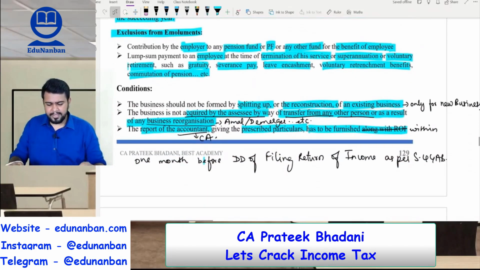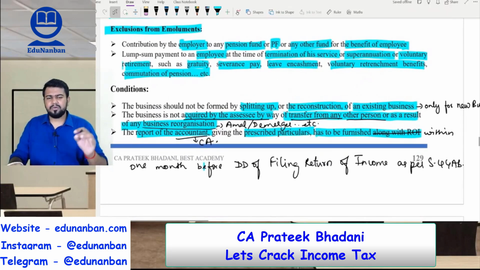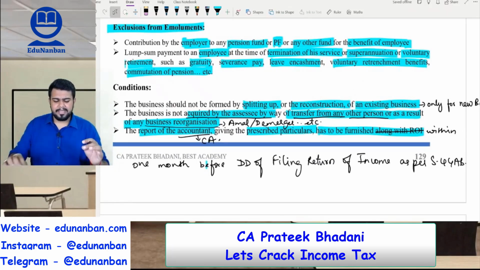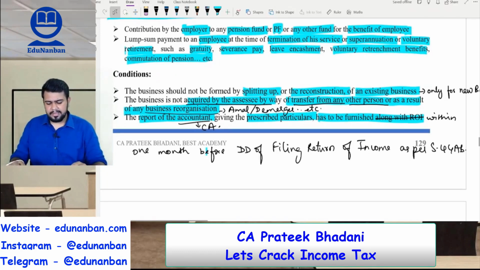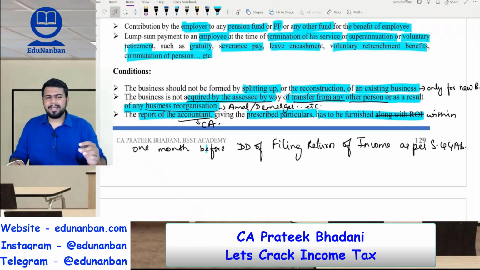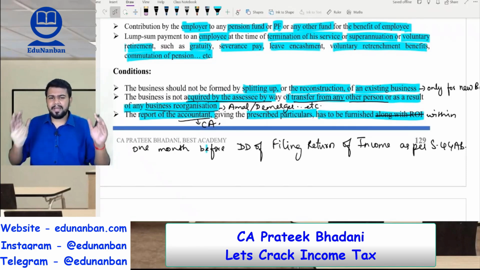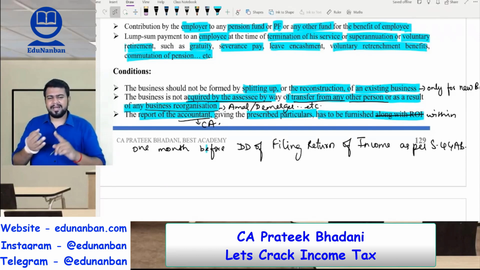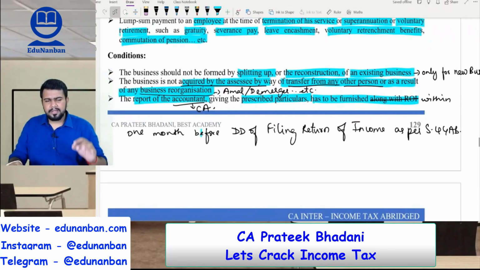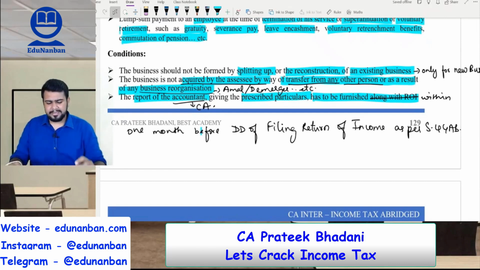Fine. Next, exclusion from emolument. Emolument means what, sir? Salary. So what should be excluded from the salary? Any contribution made by the employer to any pension fund, provident fund, or any other fund for the welfare of the employee. That means employer contribution should not be counted. And second, any lump sum payment paid to the employee at the time of termination of service. So if any bulk amount is paid to the employee during termination of service, such as superannuation fund, VRS, gratuity, etc., that also should not be counted in the salary. Okay. So other than these two, the total salary should be counted as salary.